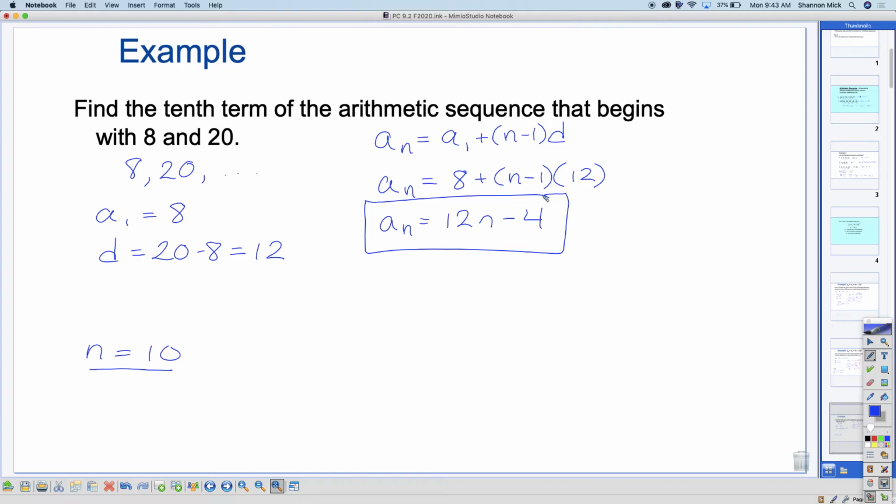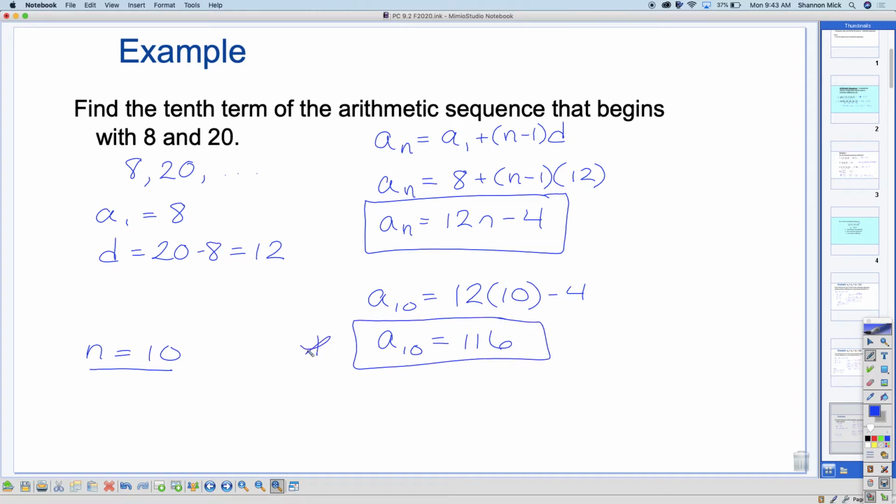Okay, so now I want a sub what? 10. So a sub 10, so it's 12 times what? 10 minus 4, so 120 minus 4 is 116. So when I ask a question like that, I'm looking for both this and that.